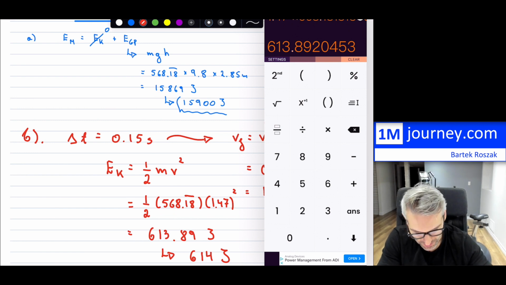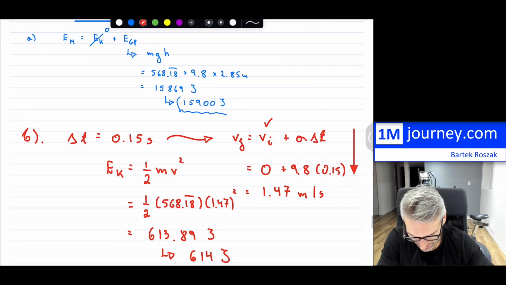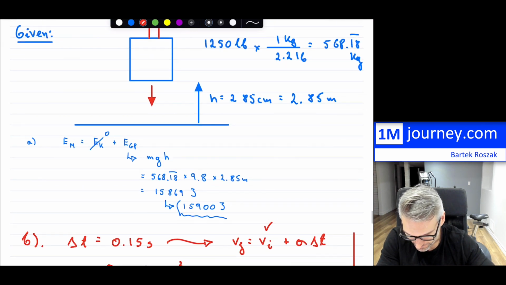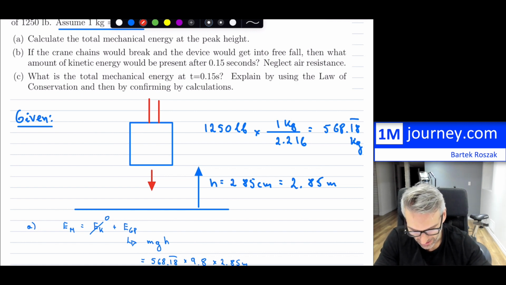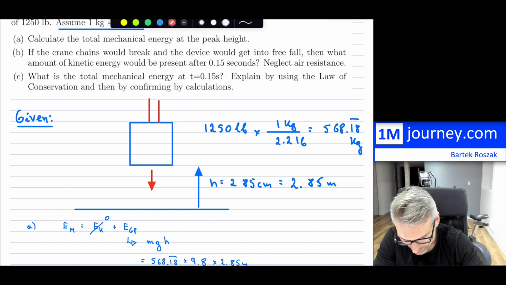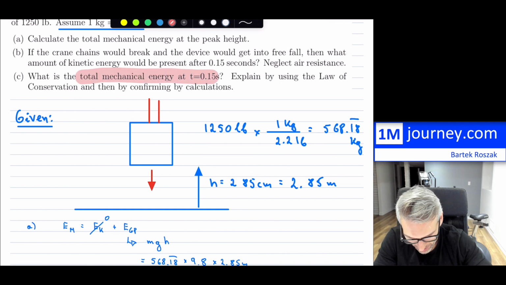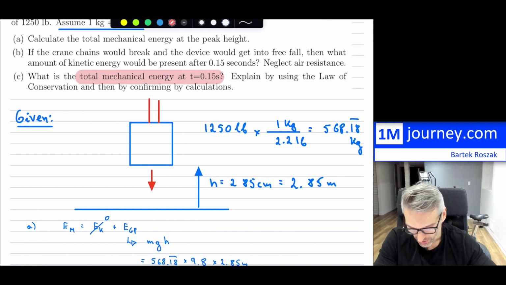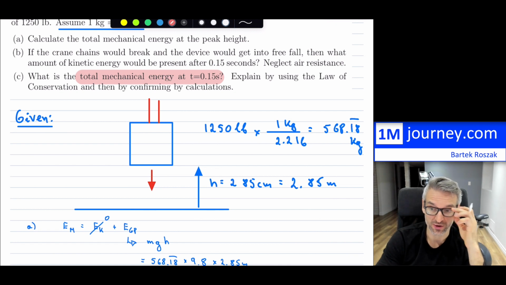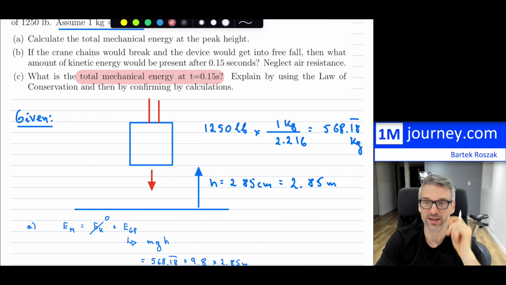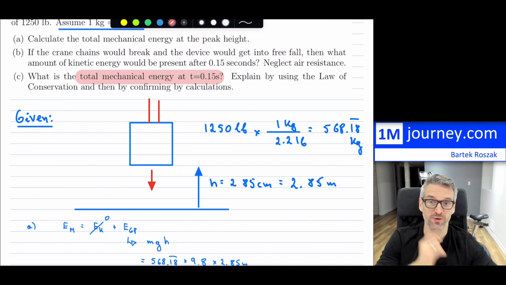All right, so with respect to part B. Now let's take a look at part C here. What is the total mechanical energy at that point? If you're looking at the total mechanical energy, that's going to be all the gravitational potential energy still remaining, and then all the kinetic energy. Now, explain it by using the law of conservation, and then confirm with calculations.